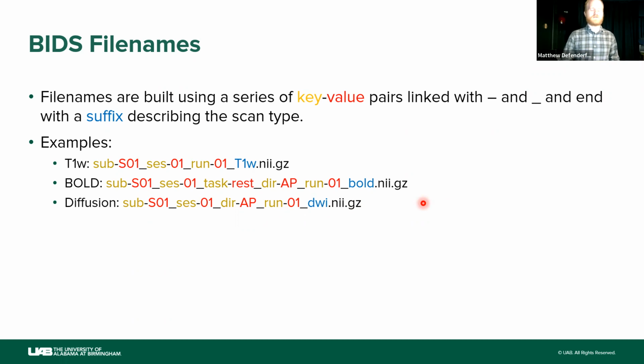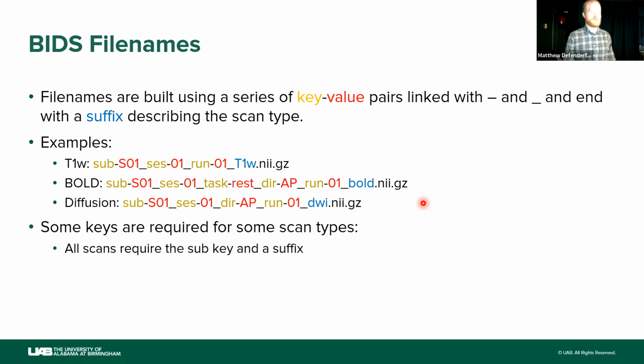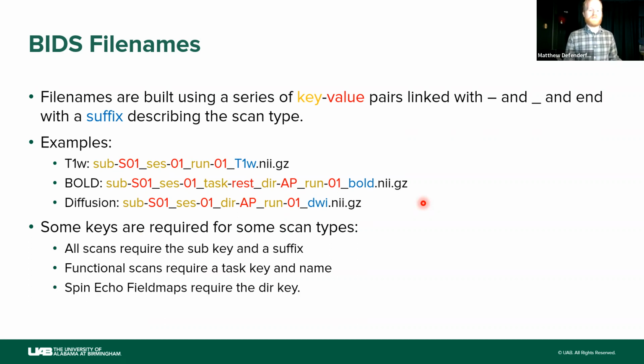So the subject ID is required. The session is required if you have multiple sessions. The direction is encouraged for bold and diffusion scans. And then the run number is required if you're doing multiple of these runs in the same session. Okay. Some keys are required for some scan types. So all scans have to have the subject key and a suffix together. Functional scans do require a task key and a name. And then spin echo field maps require the direction.